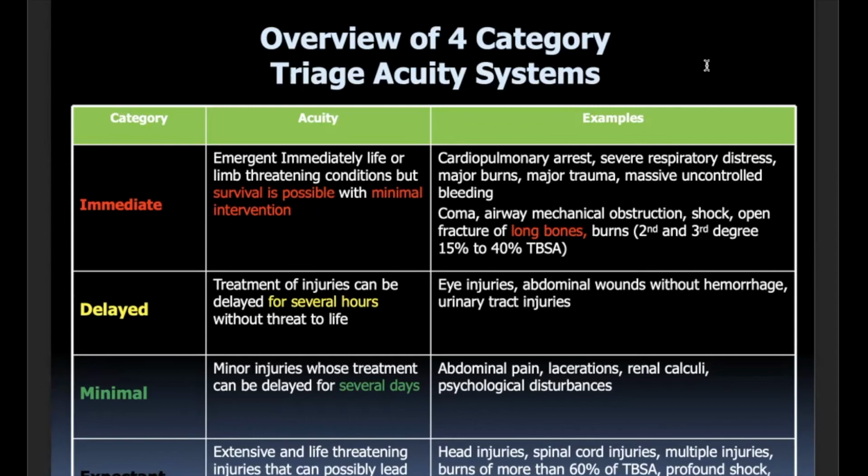So we can actually delay this one for several days or several hours so that we can go to immediate care. Expectant, this is color black, and these are patients with no detectable vital signs already, typically identified as victims not breathing on their own. Okay, so this one we can categorize as the black.